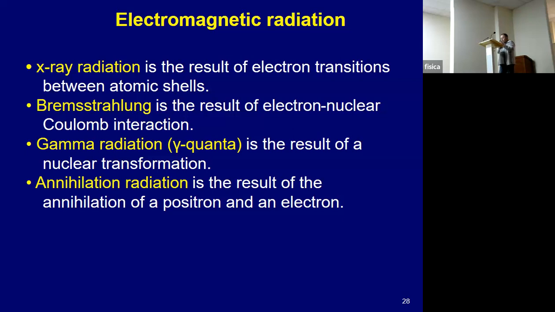Annihilation quanta are photons with an energy equal to the rest mass of an electron or positron, which is equal to 511 kiloelectron volts. They occur during the annihilation of an electron and a positron. There are always two annihilation quanta.